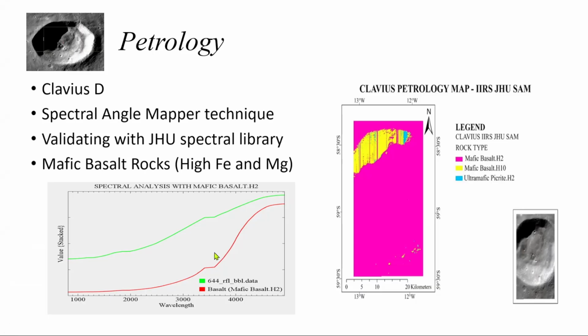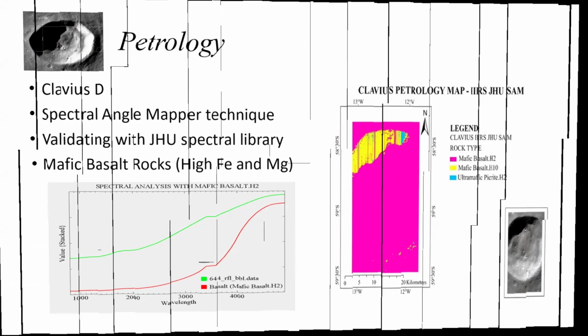And we can also see the red spectrum. The red one is the basalt indicated, and the green one is from the actual data which we got, which are matching. The pattern is matching. Next, we have the mineralogy.